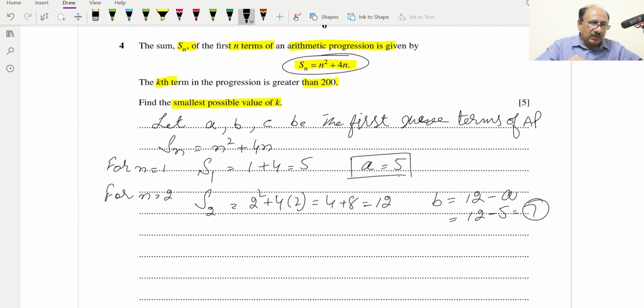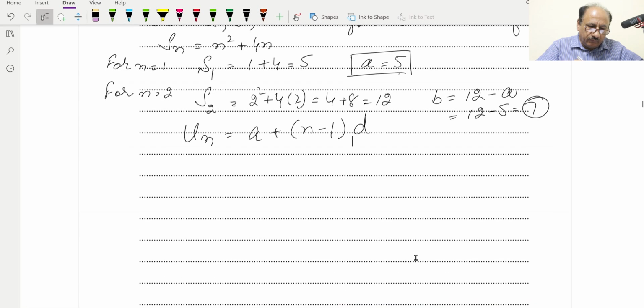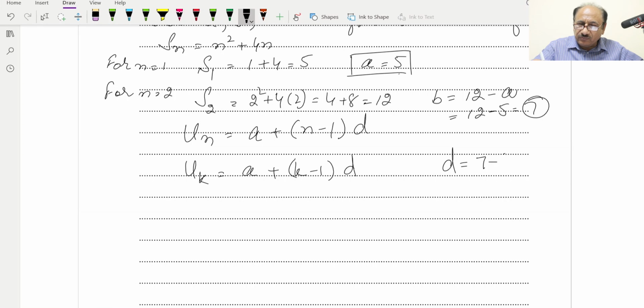Now we know the formula for finding the nth term is Un equal to a plus n minus 1 into d. So we can write the kth term, uk is equal to a plus k minus 1 into d, and d we can find as 7 minus 5, which is b minus a, second term minus first term. So this will be equal to 2, and this value of 2 we will utilize over here.